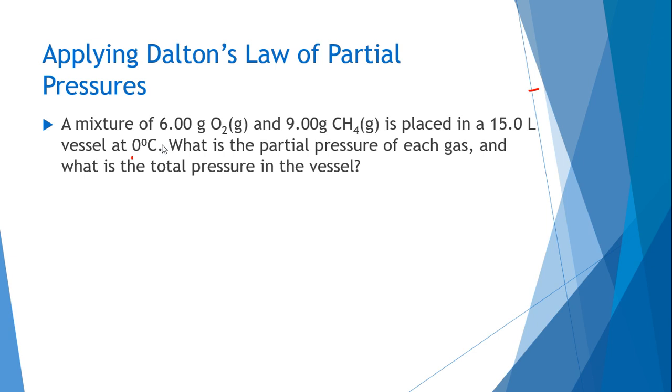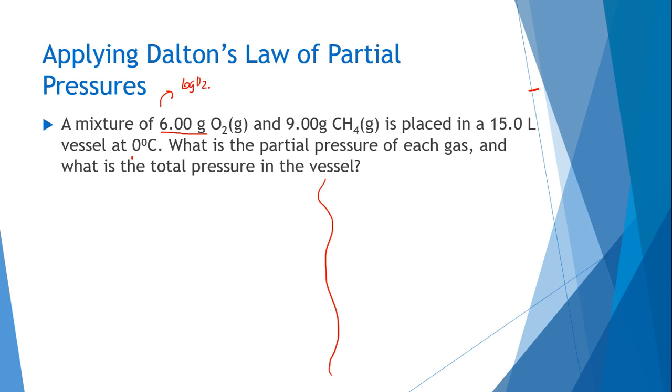So I'm going to go ahead and split this into two sides because we're working with two gases here. So to find the partial pressure, we're going to have to find it for oxygen, and then we're also going to have to find it for methane. So let's do oxygen first. One thing that we need to do is first we need to take these grams, we can't do anything with it, and change it to moles.